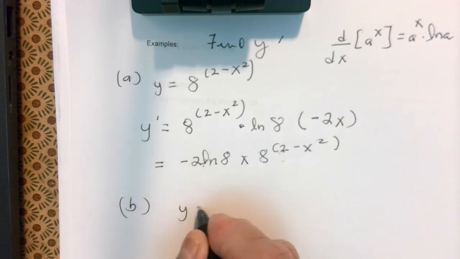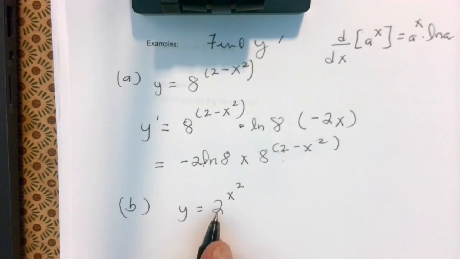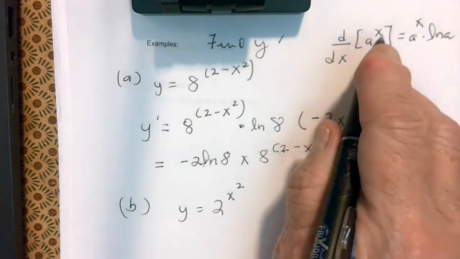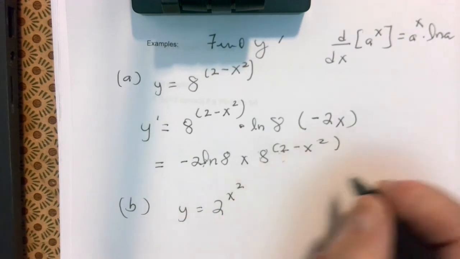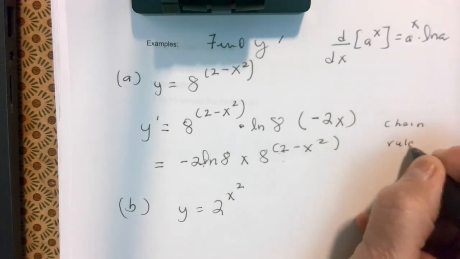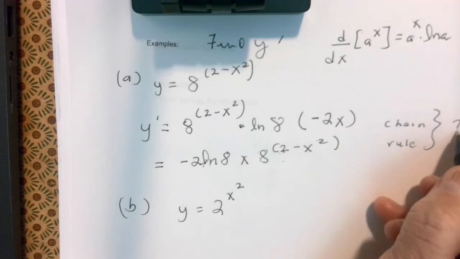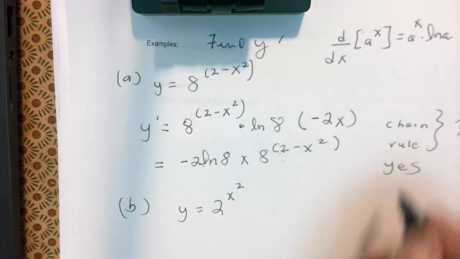And so y equals 2 raised to the x squared. So here we've got the base of 2. We're going to use this derivative log in, and we're going to use the chain rule. So, we're using the chain rule on all these. And you should always ask yourself, do you use the chain rule? In this case, yes, we do.